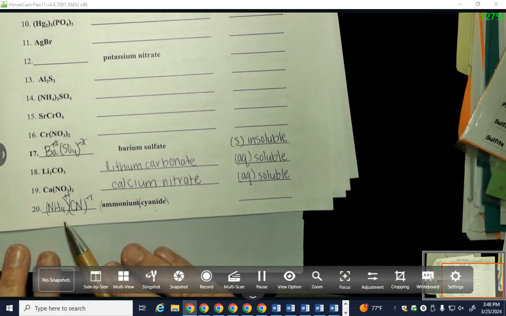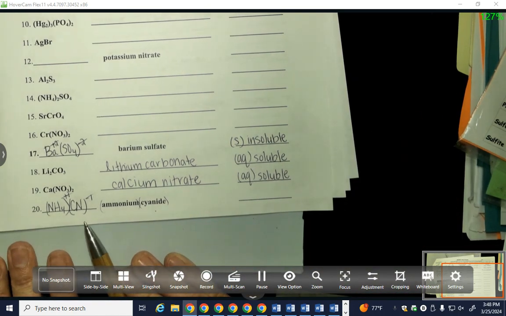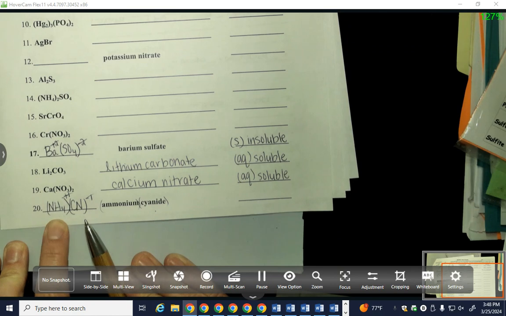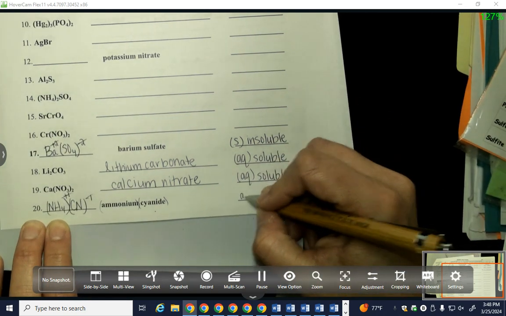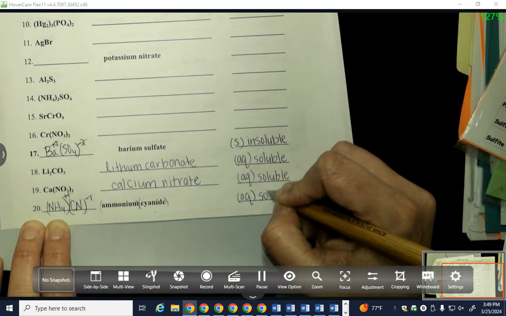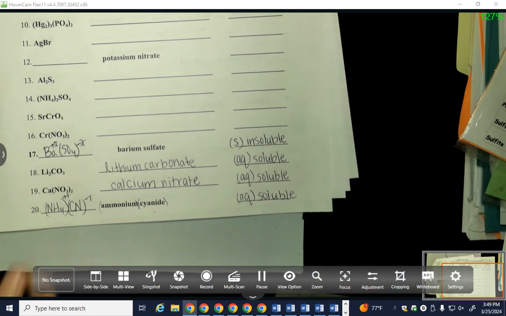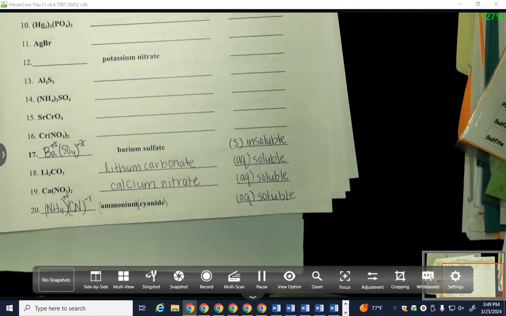And then finally, ammonium and cyanide together. Ammonium was one that I just pointed to, and cyanide is also up there, so it's like super soluble. All right, so this one is also aqueous. Are there any questions so far over solubility rules? Any reminders that you need?